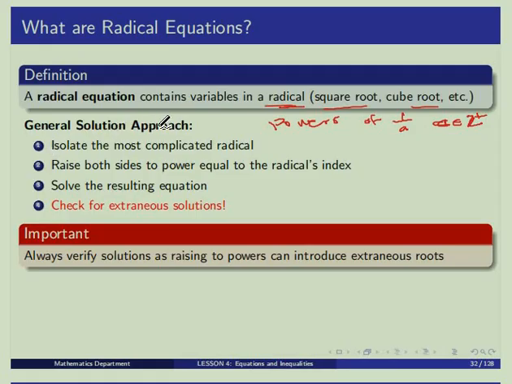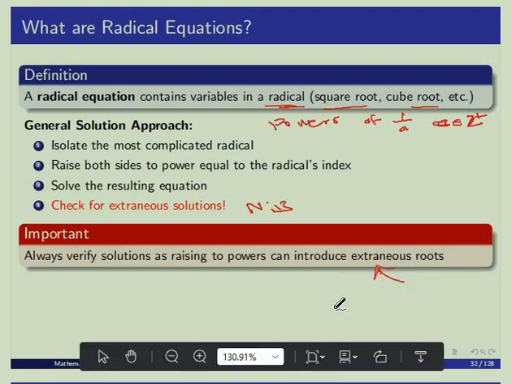So the general solution approach is to isolate the most complicated radicals. Then you raise both sides to the power equal to the radical's index. Then you solve the equation. The last and most important step is to check for extraneous solutions. You need to always verify your solution, as raising to powers can introduce extraneous roots. So what are extraneous roots?